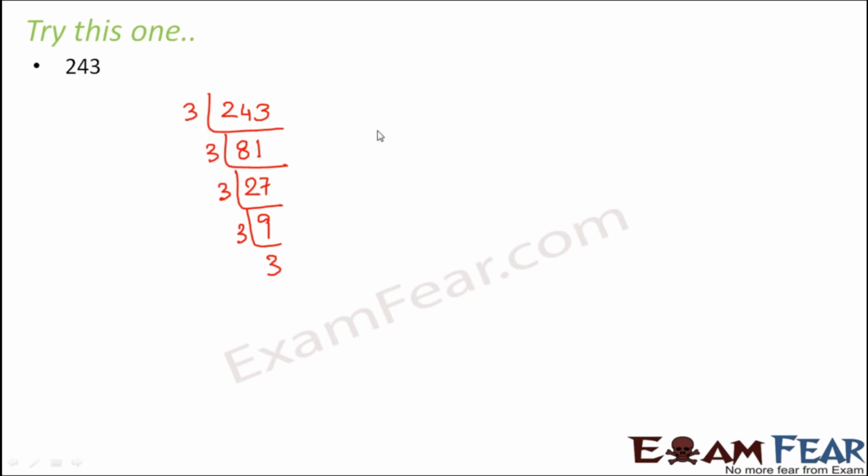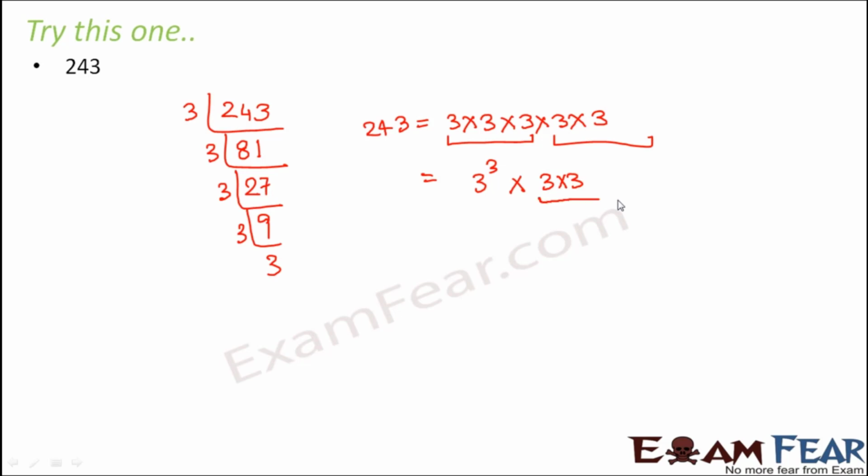So how many 3s do you have? 5 3s. So 243 can be written as 3 into 3 into 3 into 3 into 3. So now let's divide it into groups of 3. So 3 3s together. Now we do not have 3 3s, we just have 2 3s. That means this can be written as 3 cube into just 3 into 3. So you do not have a 3 cube. You just have 3 into 3.